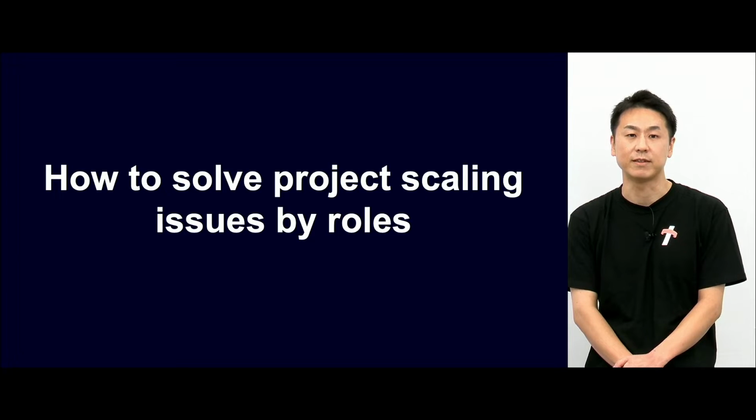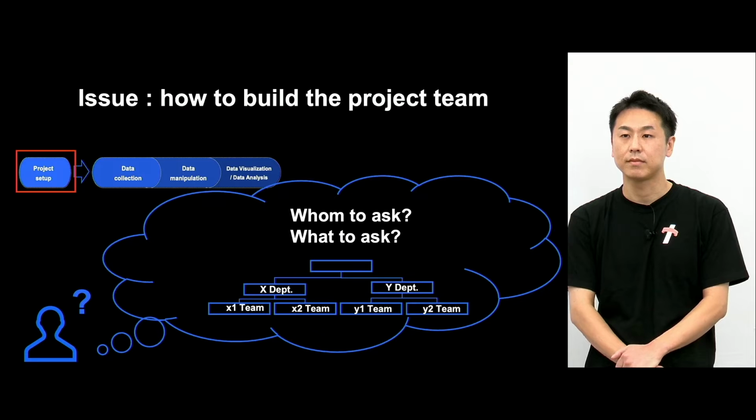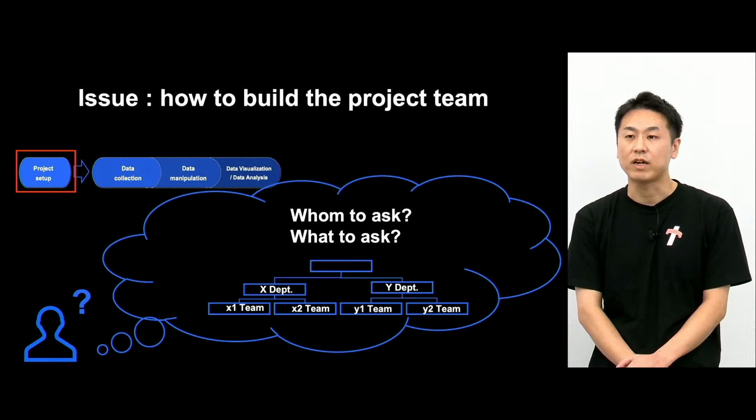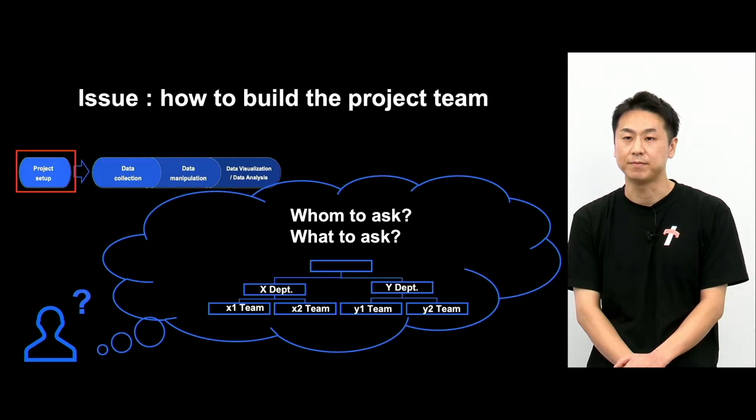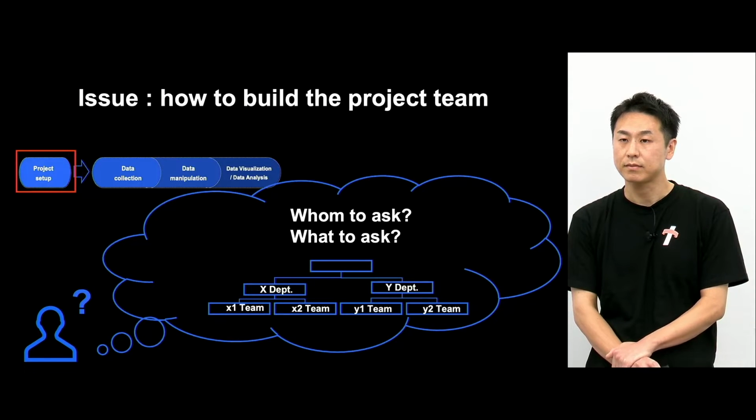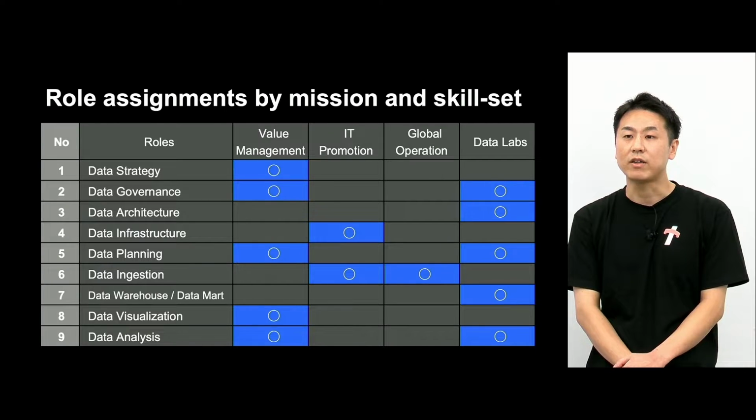Now I would like to talk about how to solve the project scaling issue by roles. First of all, the organization establishment. This is actually the first issue that we need to address at the project launch. If there is one particular department dedicated to that purpose, it would be great. But if there isn't such a department, you need to communicate with multiple different departments, and what kind of things you need to communicate would be the challenge for you.